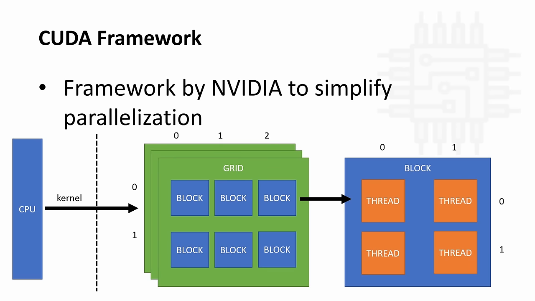So how do we determine where this i comes from? I know this graphic's a little complicated, but it's actually not that bad. So the way the CUDA framework is designed, it's meant to take away the complexity of parallelization.